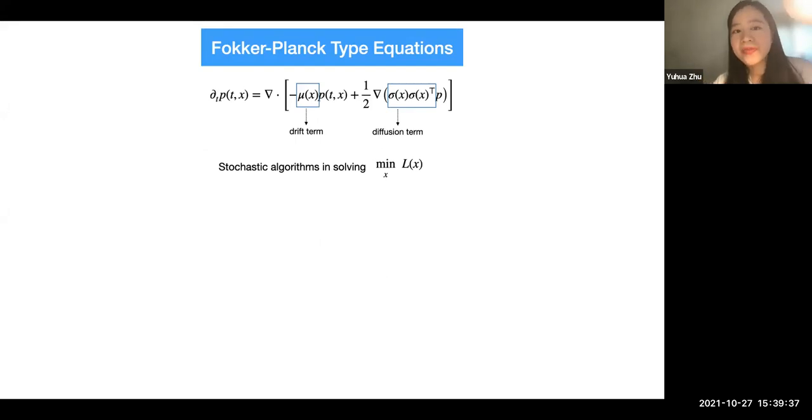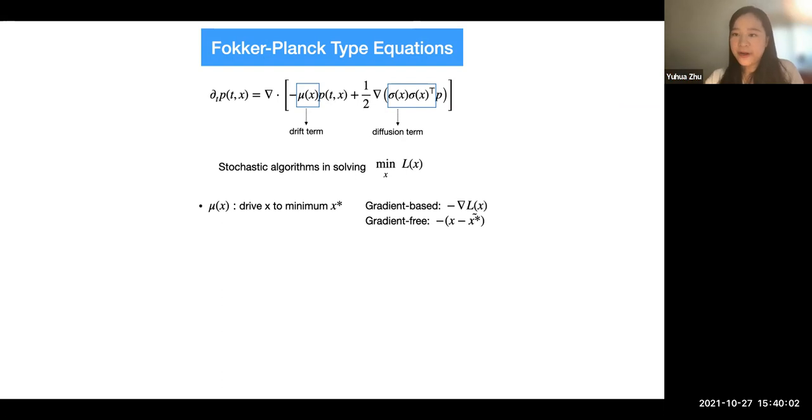So in general, this Fokker-Planck equation always involves two terms, the drift term and the diffusion term. And we can always describe the PDF of a stochastic algorithm using this Fokker-Planck equation. This drift term is basically driving the parameter x to the minimum x star. For gradient-based methods, which are commonly used in machine learning algorithms, the drift term is usually the negative gradient of the loss function. And there are also gradient-free methods. A gradient-free method basically lets x go to a place x star tilde, which has a smaller value of the loss function than x. We will talk about this gradient-free method later.